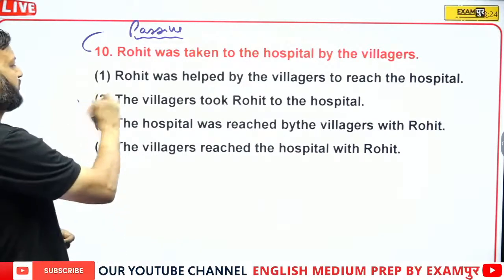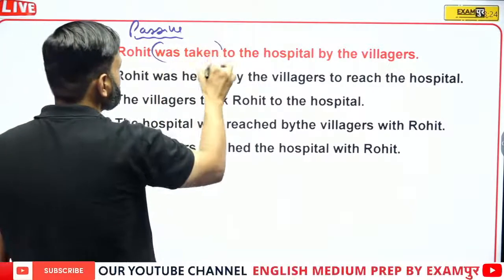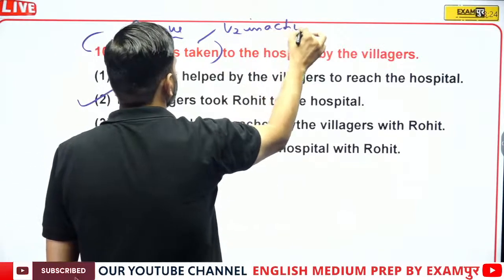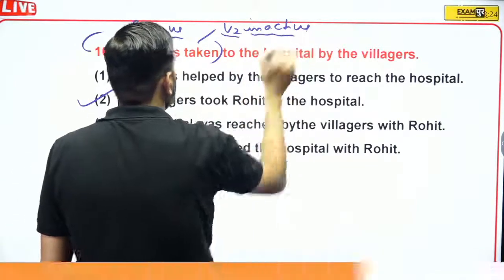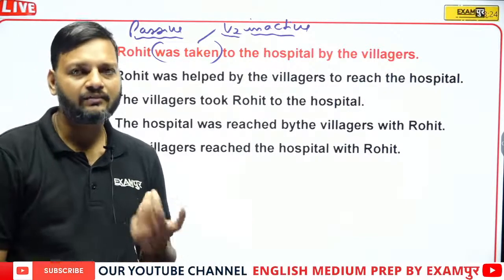Second is the right answer. Okay. Because here we have "was taken". Was taken means second form in active. Was taken, be plus third form in passive, it means second form in active.